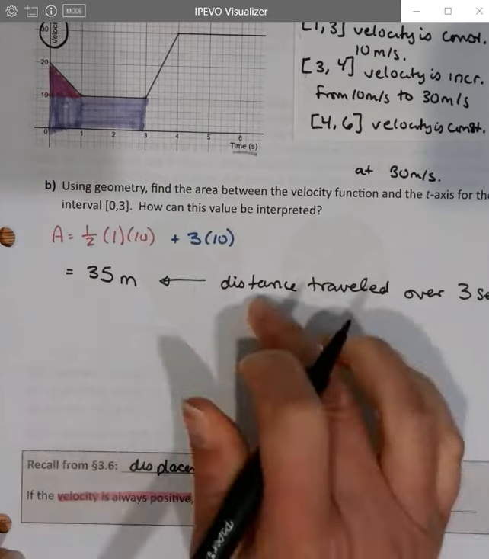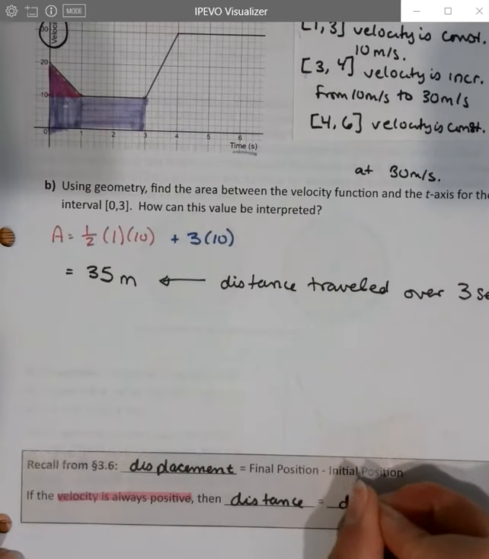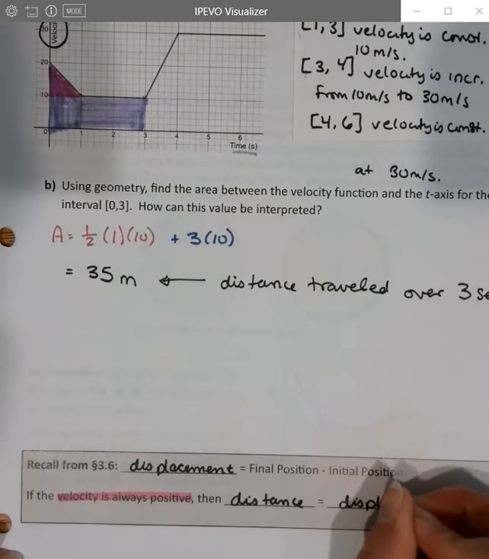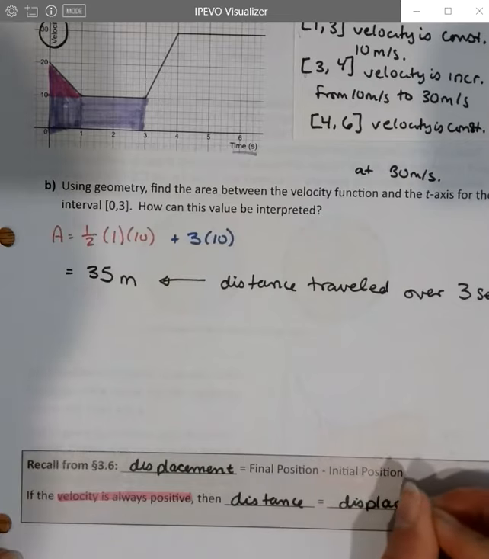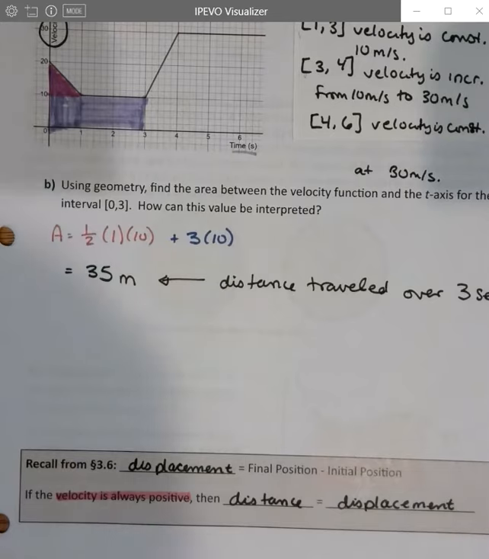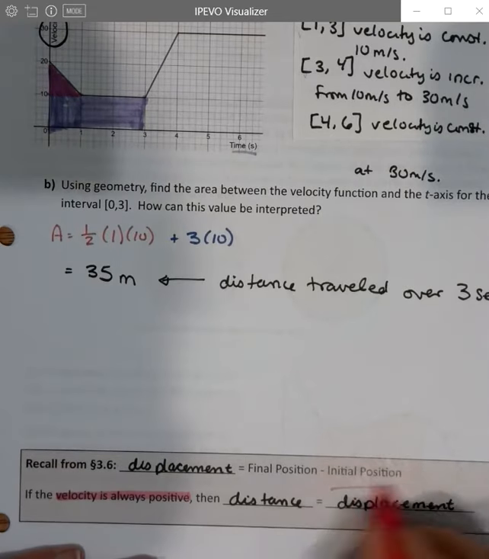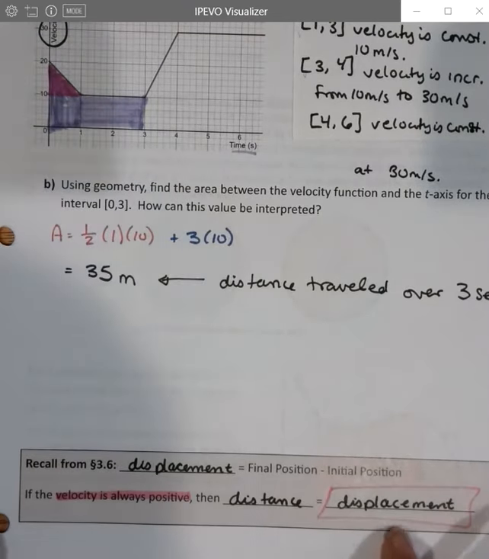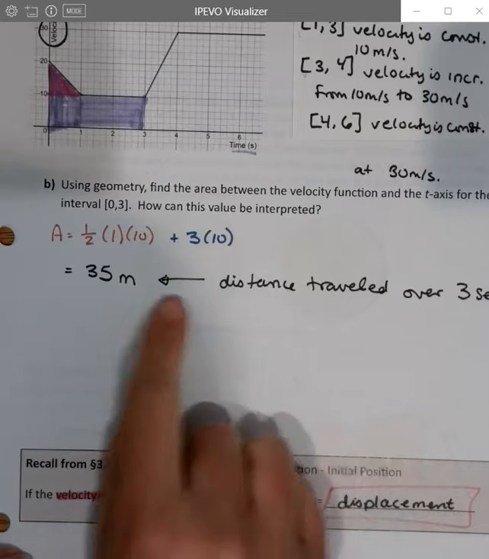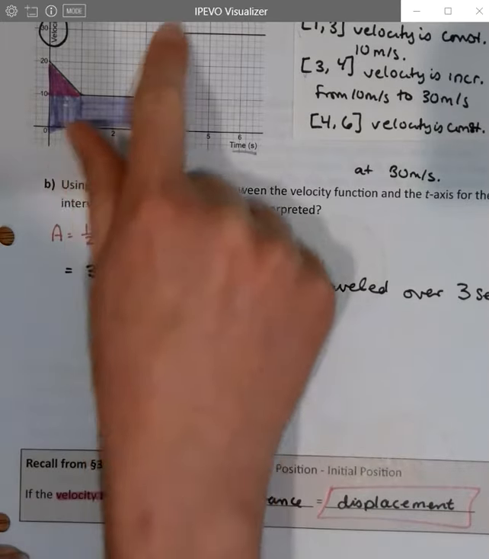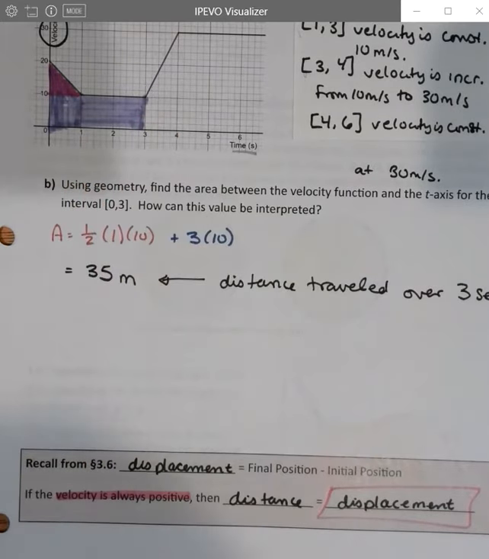So I did use the word distance up here. I need to be careful with that word because we're usually talking about displacement, not distance. So we are going to make sure we distinguish between these two words. Usually it's the displacement. It's only also distance if your velocity function is all positive, all above the x-axis, which it was in this case.